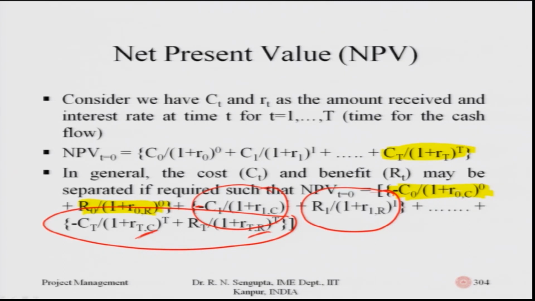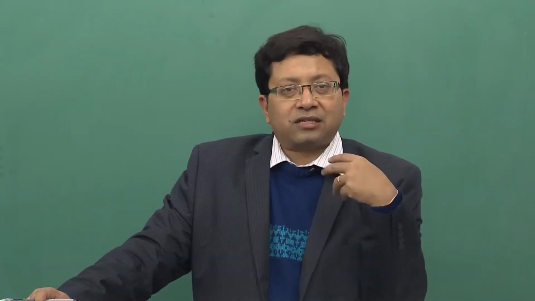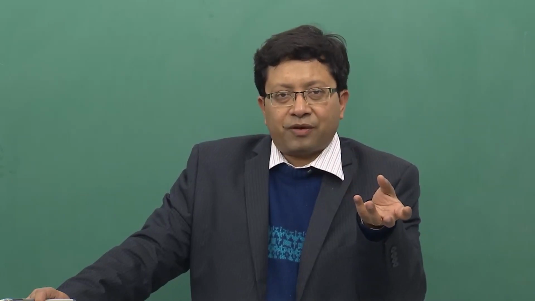I will give you a very simple example and close this class. This is the value of the outflow which is negative, and this is the value of the inflow which is positive. Now, why are these interest rates for the negative and positive different? Say for example, you go to a bank and you deposit money, and on the same day you also go to the bank and take some loan. In that case, the interest rate for the deposits and the interest which you pay for the loan are totally different.